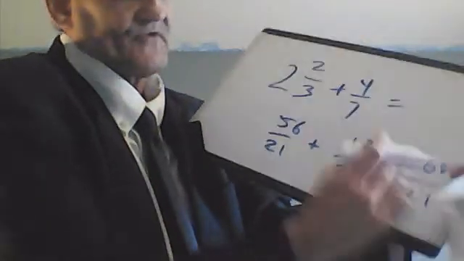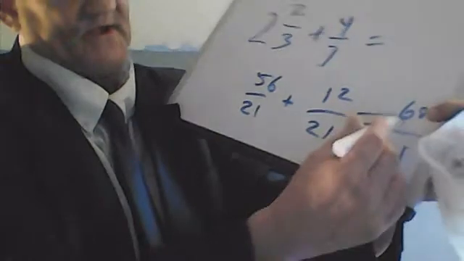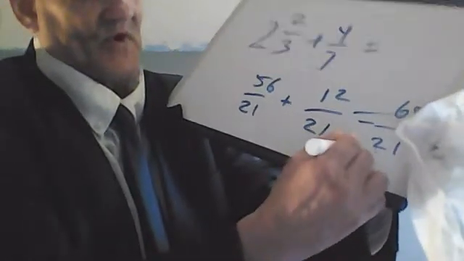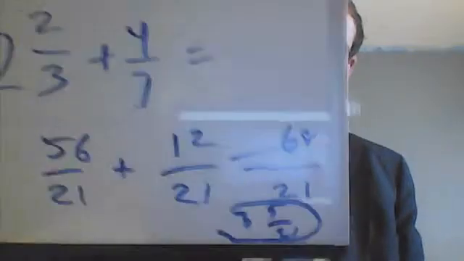Now, watch what happens next. 68 over 21, that number's a little big. So what you want to do is divide into that number 3 times. You end up with 3 with 5 left over, 3 and 5/21. That's your answer. And you say, wow, that was slick.